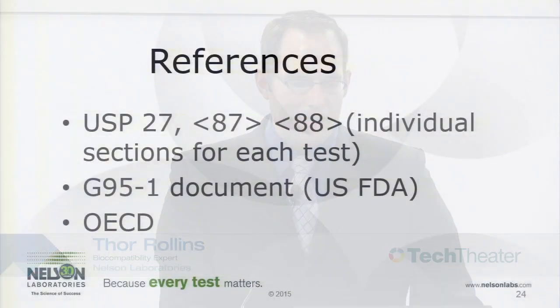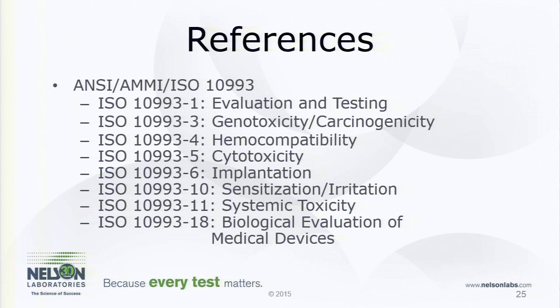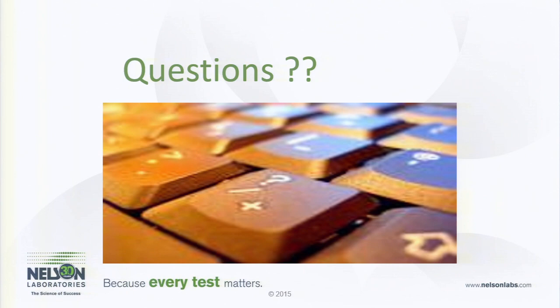Okay, so I put some references in there for you, especially the 10993. So if you ever want to know which one's -5, you can look it up there. Any final questions?